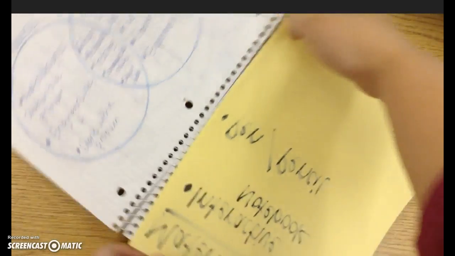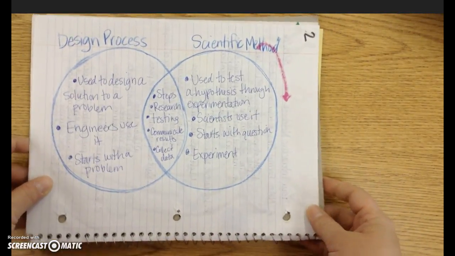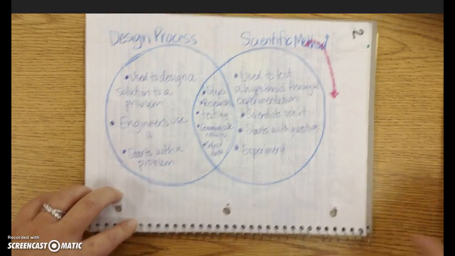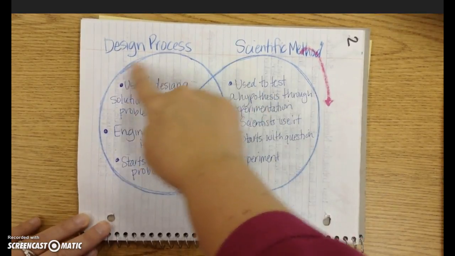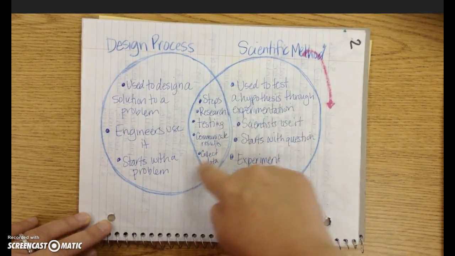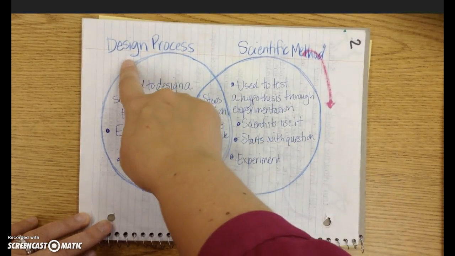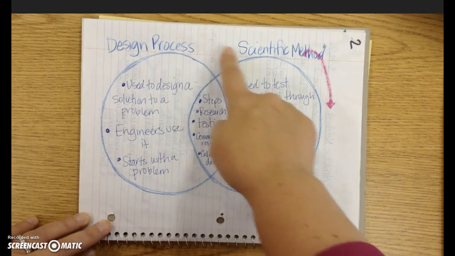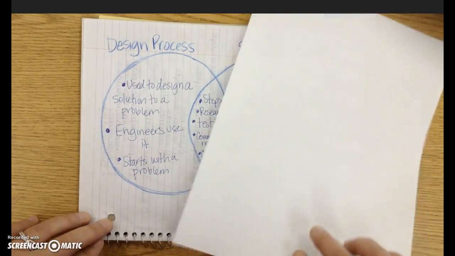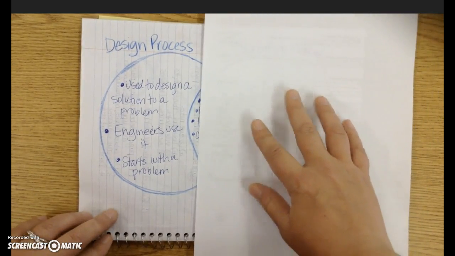We're going to start on page 2. And you need to go ahead and draw a Venn diagram. You're going to make two big circles, 1, 2, and make sure that the middle overlaps here. You're going to label the left one design process and the right one scientific method. Go ahead and pause the video and draw those circles and label them.